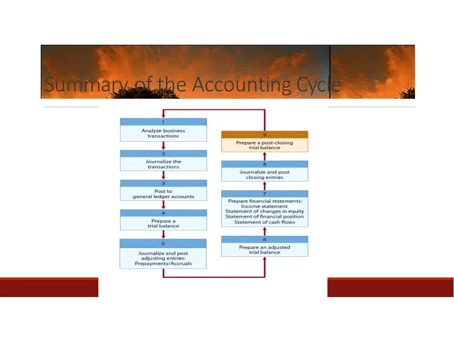All right. The next section of this module will look at journalizing and posting closing entries, and then preparing a post-closing trial balance.